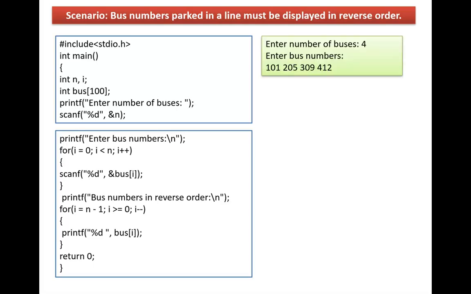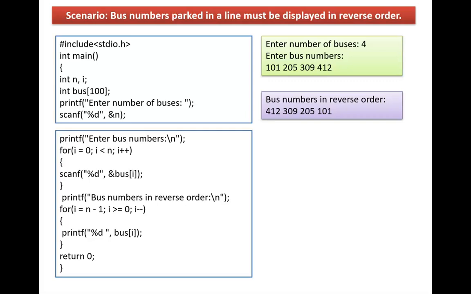So let us see an example. Enter number of buses 4 and these are the bus numbers. So now my output should be 412, 309, 205, 101. So how does this get printed in reverse order? Look at the for loop. For i is equal to n minus 1. So i is equal to 3. 3 is greater than or equal to 0. Yes. So bus of 3 is printed.